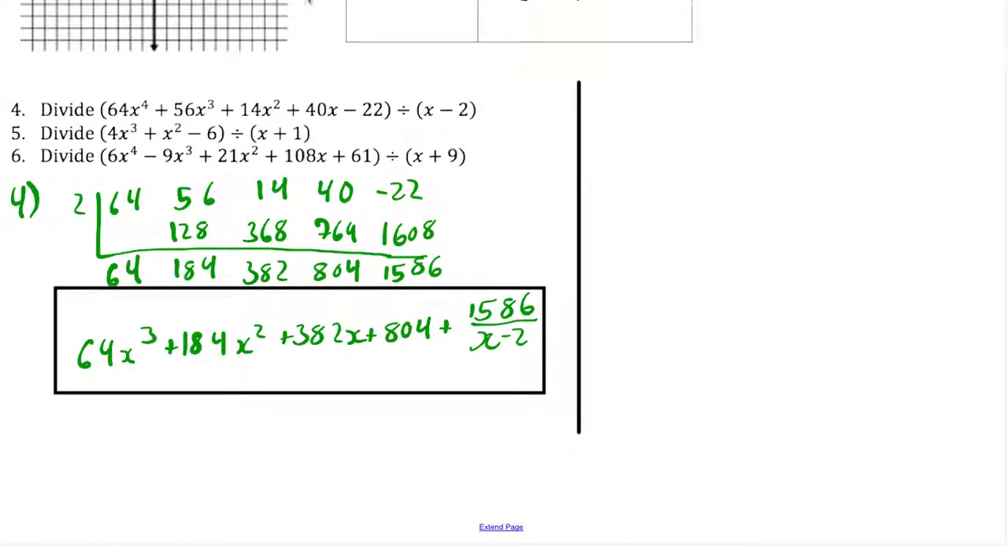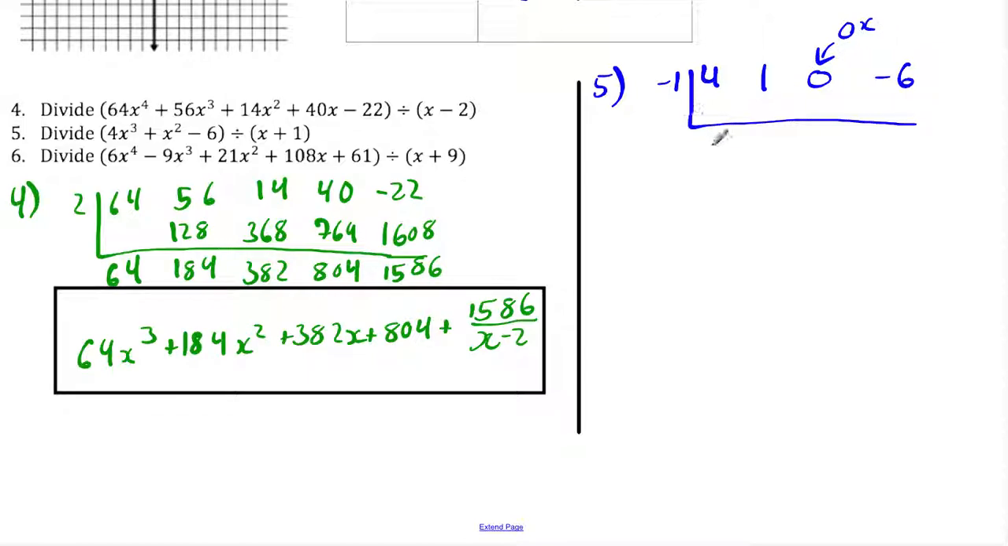Let's look at number 5 next. Hopefully a little bit smaller one. So x plus 1 is a factor, so we're going to have a minus 1 on the outside. This is 4x to the third plus 1x squared plus 0x minus 6. We need that 0x. We need our placeholder.